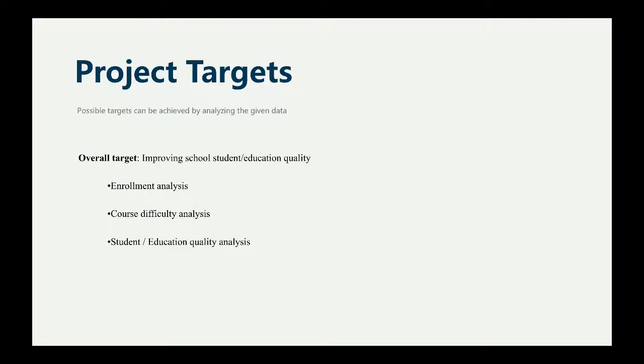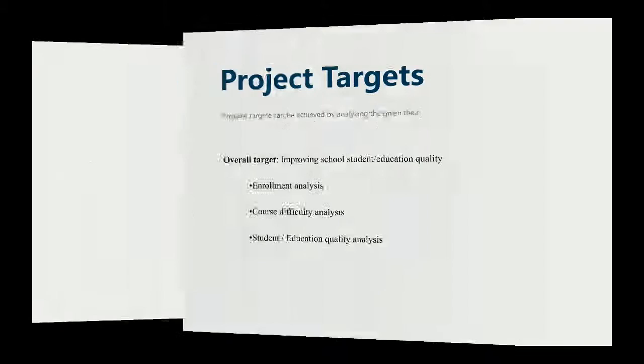So our project targets are based on the column types we have. I chose the business question of improving school student education quality by analyzing the enrollment and course difficulty. So let's get to our analysis part.